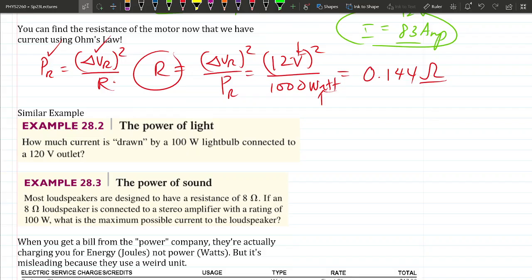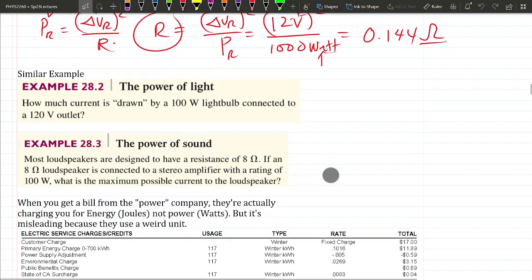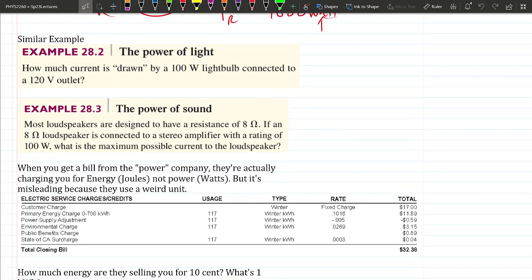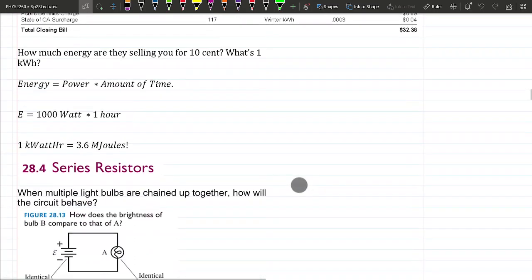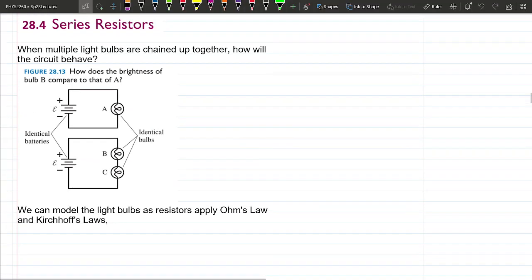I highly recommend these examples. As usual, work through them yourself first, and then compare to the book. Don't just look through them, because otherwise you won't take advantage of the full usage of the examples. Let's skip this discussion on power.